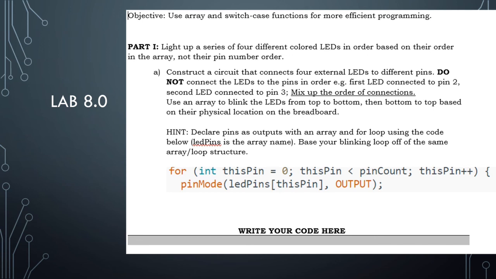You'll be lighting them up not in their pin order. Here, mix up the order of connections. And so we'll just go through and I'll expound on what that means. So you want to connect your LEDs to different pins, right? So you have 4 different LEDs, connect them to 4 different pins. Do not connect the LEDs to the pins in the order that they're on the board. So don't connect your first LED to pin 2, the next LED to pin 3, and then 4 and 5. You need to mix up the order of those connections. And the reason for that is what I just talked about, right? So I want to make sure that we're fully grasping how an array is used.